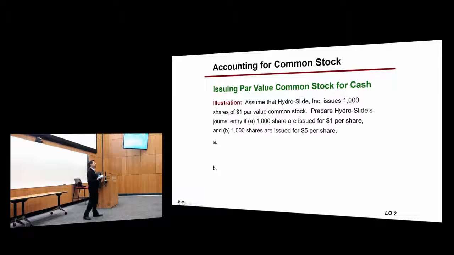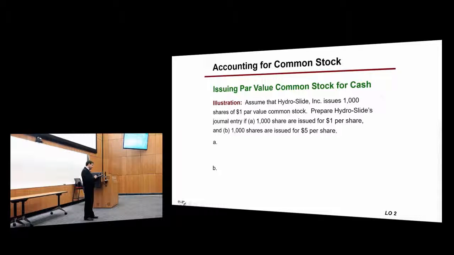Now, when the company issues stock, they are basically selling that stock. So they will receive cash. How much? The amount that is the market price. This is the amount that they will receive in cash. This is how much they are selling it. So the shares are issued for $1 per share. How much cash is the company going to receive?